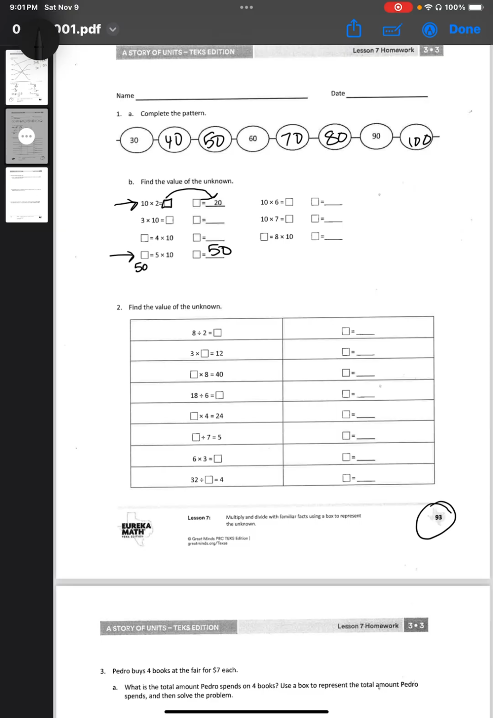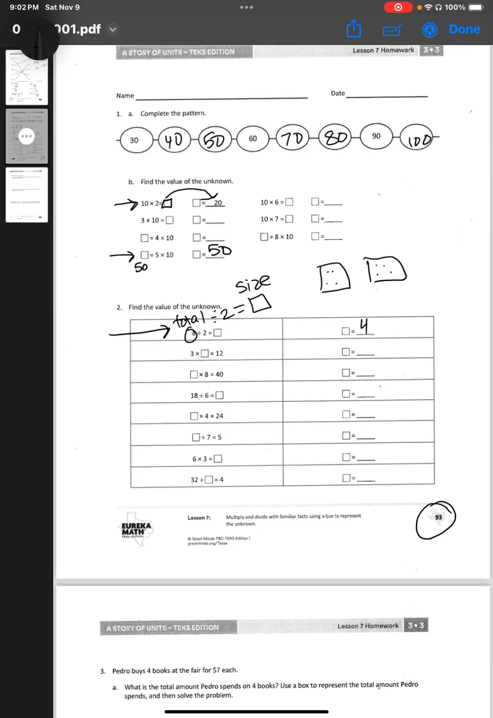Now we're on part 2. Find the value of the unknown. Again, that is the empty box. And now we have division and multiplication problems. So let's look at this top one. 8 divided by 2 equals something. Let's get a quick reminder of what division is. Division is when we're going to equally share a total amount, which is that first number, divided by maybe a number of groups. We're trying to figure out the size of each group. How many are in each group? So if I have 2 groups and I have a total of 8 things, and I divide them out like that, I can look and see that there are 4 things in each group. That is what the unknown equals here.